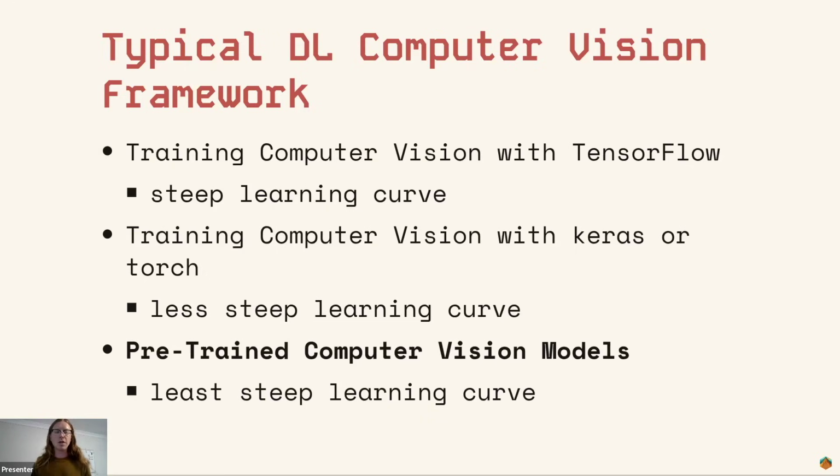Nowadays you could use something like Keras or Torch as a less steep learning curve. But you would still need to understand what tensors are, how to stage your images and the labels associated with those images. And then lastly, there could be the opportunity to use a pre-trained computer vision model, so thinking about downloading a ResNet and using that for your own purposes. I would say that has the least steep learning curve, but you would still need to fit this within one of these three frameworks that I discussed previously.